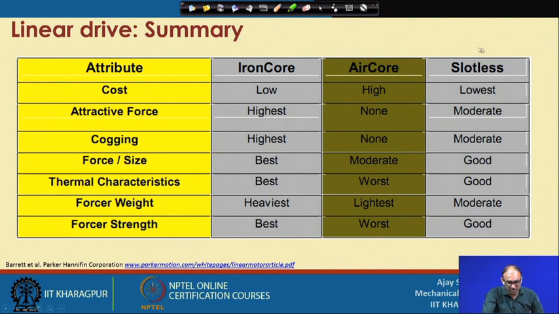If you see all these things, you will get something in between for the slotless compared to the iron core and the air cores. Force per unit is more good in this particular case. First you have to decide which one is your primary objective or primary attribute. Depending on that you have to select one motor. Obviously, you have to compromise some of the parameters, because none of these motors gives all the advantages which are required for a particular application. So, some compromise must be made for selection of these motors.